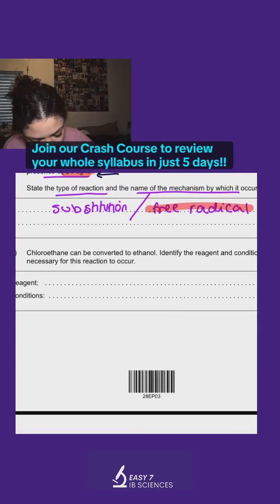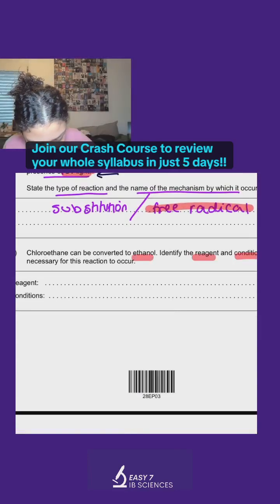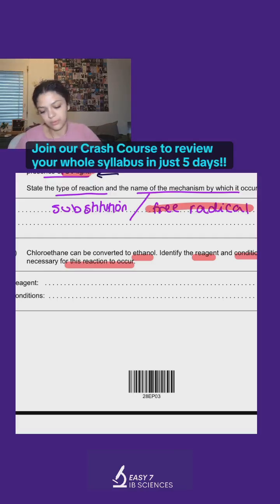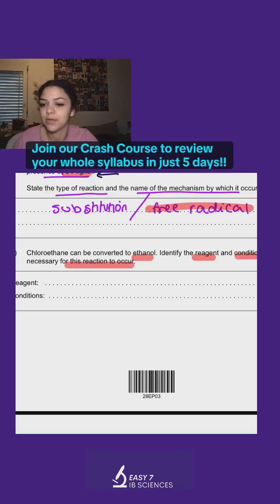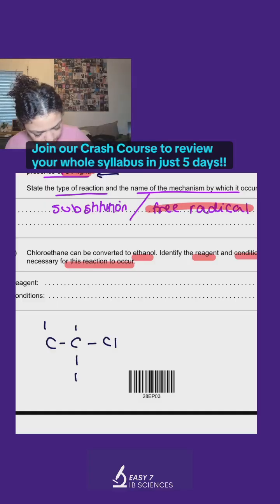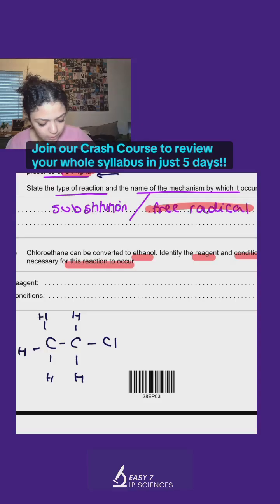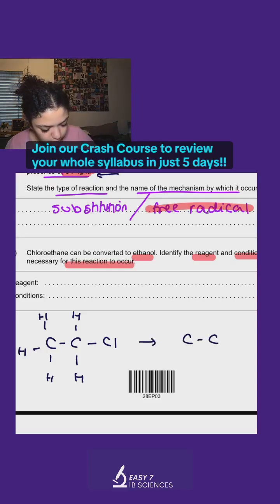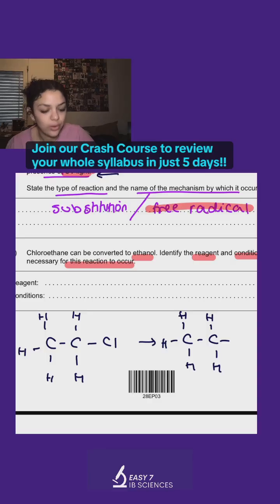Okay, let's move on. It says chloroethane can be converted to ethanol. Identify the reagent and conditions necessary for this reaction to occur. So I'm going from a halogenoalkane to an alcohol. Okay, so try to think. I'm going to draw out my halogenoalkane here. This is my hypothetical chloroethane. And I want to turn that into an alcohol. So try to think, what can I apply in my solution in order to supply this with an OH group? What is something we know that has an OH group?